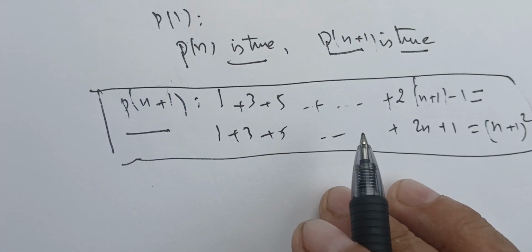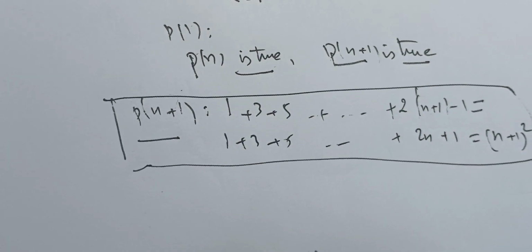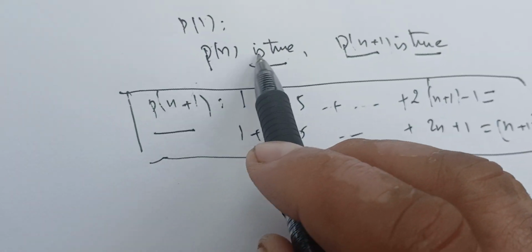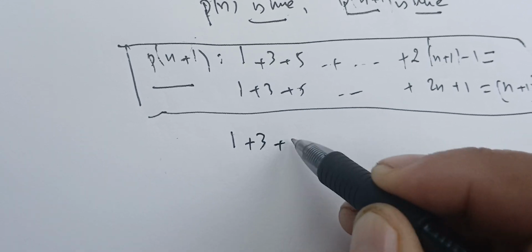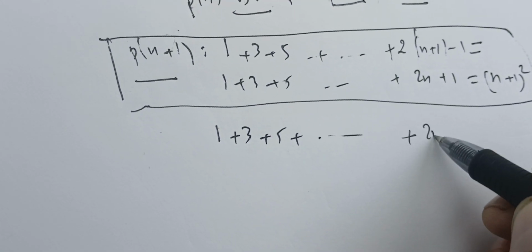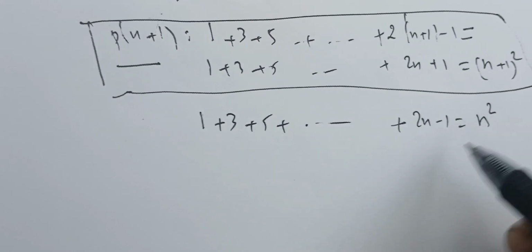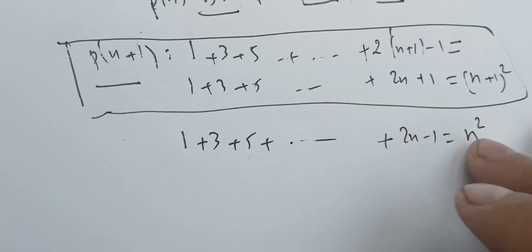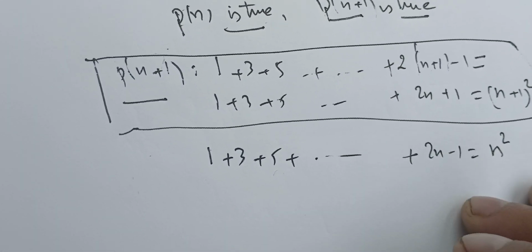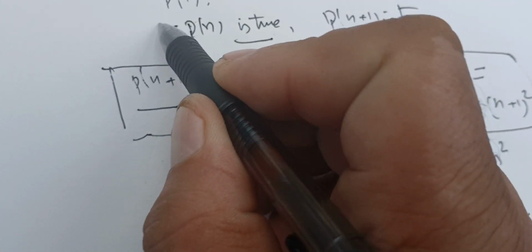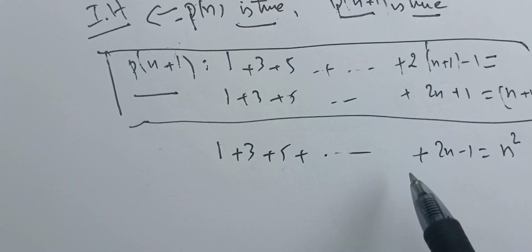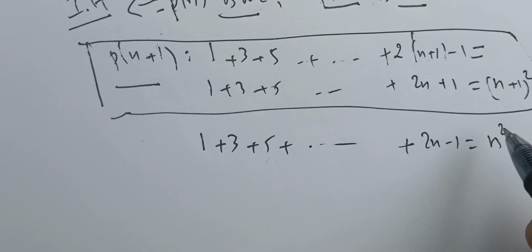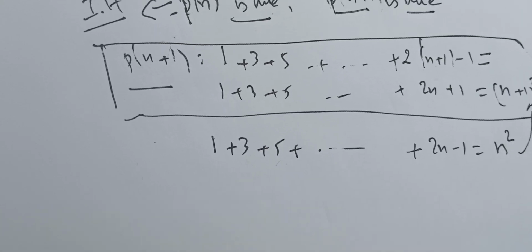How can we do that? We have one key idea that we start with. We have P(n) is true. We know that P(n) means that 1 plus 3 plus 5 up to 2n minus 1 is equal to n squared. So we have this one. This is what we call the induction hypothesis. It's true. And we have this one here. How can we get from here to here?